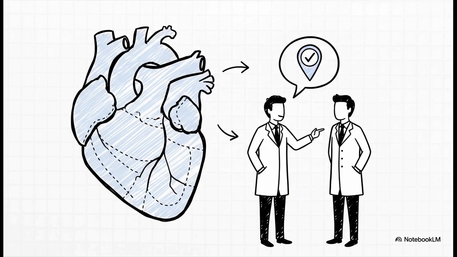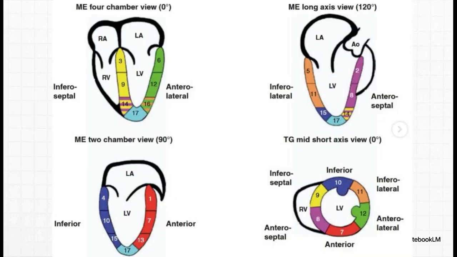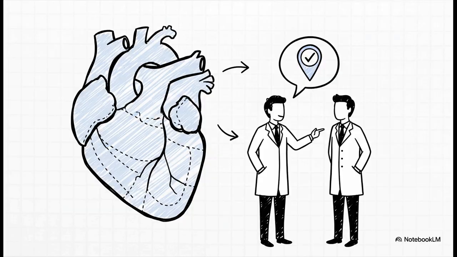You know, when we see a wall motion abnormality, it's not enough to just say, hey, the sidewall looks a little down. We need a precise, standardized language to communicate our findings effectively. And that's where the left ventricular segmental nomenclature comes in. It divides the left ventricle into specific, named segments, each of which can often be linked to a specific coronary artery territory. This allows for clear and universal communication with our surgical, cardiology, and critical care colleagues.